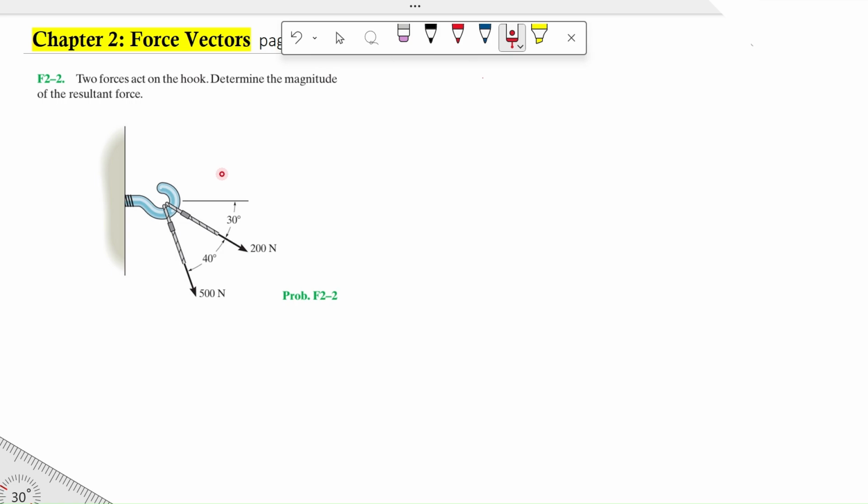In today's lecture, we will be solving chapter 2, force vector, fundamental problem number 2. In the last lecture, we solved problem number 1, in which we found the value of the resultant force and its direction by using the force resolution method. Means we resolved each force into its components and then we found the value of the resultant force.